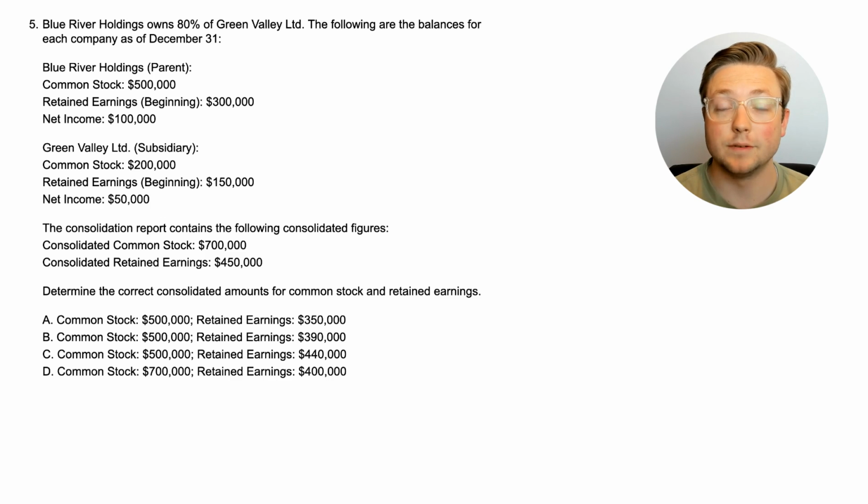Okay, here we are at question 5. Blue River Holdings owns 80% of Green Valley Ltd. The following are the balances for each company as of December 31st. So Blue River Holdings, the parent, had common stock of $500,000, retained earnings at the beginning of the year of $300,000, and the net income of $100,000. Green Valley had common stock of $200,000, retained earnings at the beginning of the year of $150,000, and net income of $50,000. And then when they consolidated, they're saying that the consolidated common stock is $700,000 and the consolidated retained earnings is $450,000. We have to determine the correct consolidated amounts for common stock and retained earnings.